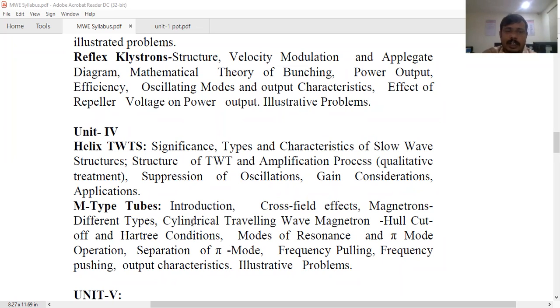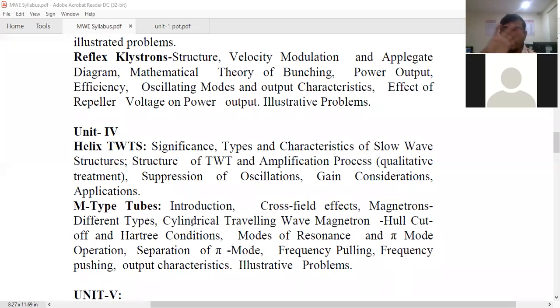In klystrons, you can take either a reflex klystron or a two cavity klystron. There is a buncher cavity, catcher cavity, input cavity, output cavity. In the input cavity, the interaction of the RF signal and electron beam is only at the gap of the buncher cavity. To avoid that, here we have the helical type traveling wave tube.